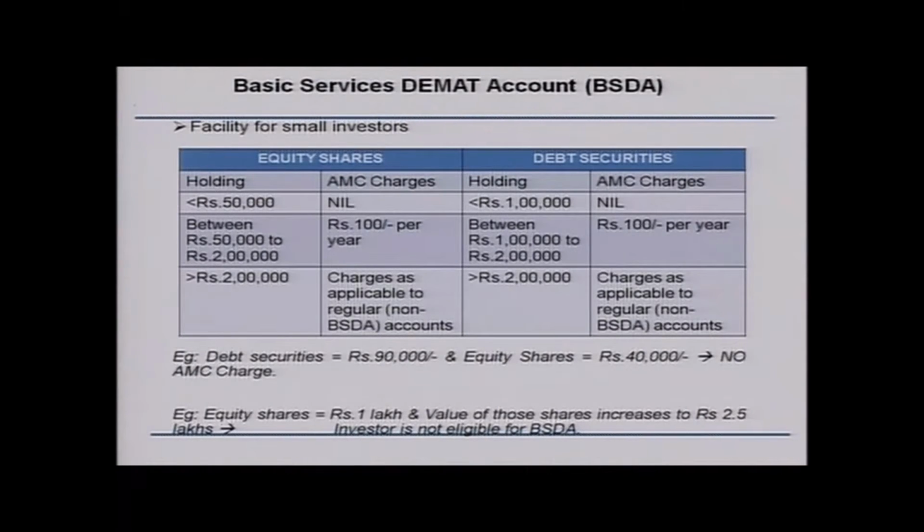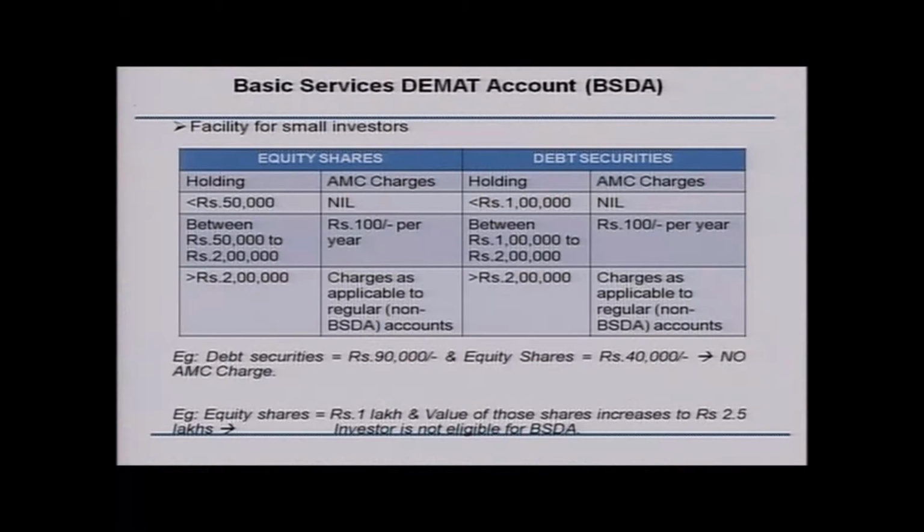But the valuation should be less than 2 lakh rupees. If the valuation is 2 lakh rupees or more, then the DP, as per the agreement between the account holder and the DP, as per the terms and conditions which they have signed, is allowed to charge the AMC. So each DP can decide the AMC charges. For debt securities, the valuation limit is rupees 90,000. For equity shares it is rupees 40,000.